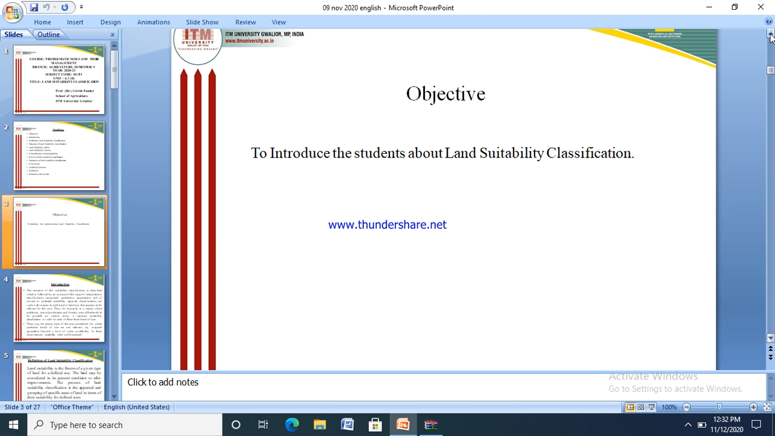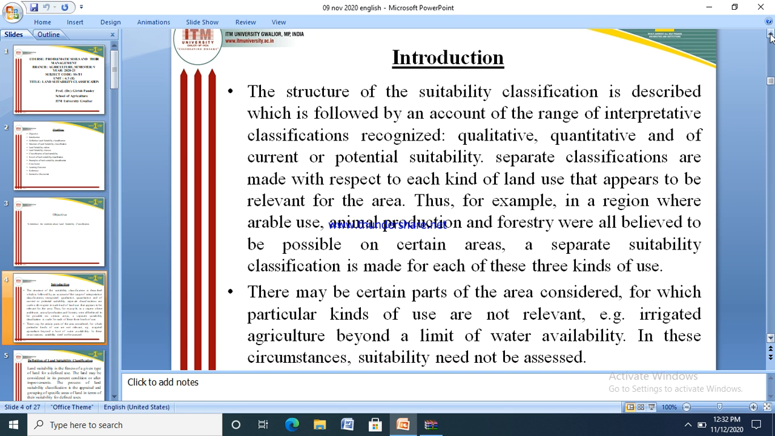The objective of today's lecture is to introduce the students to land suitability classification. As for the introduction, the structure of the suitability classification is described, which is followed by an account of the range of interpreting classification, recognized qualities and quantities and of current or potential suitability, and separate classifications are made with respect to each kind of land use and the application relevant for the area.